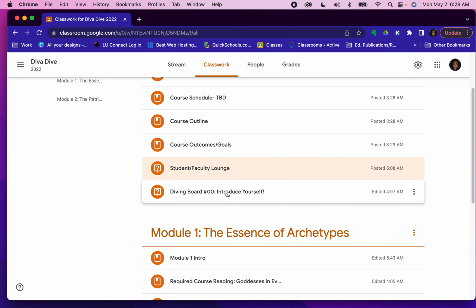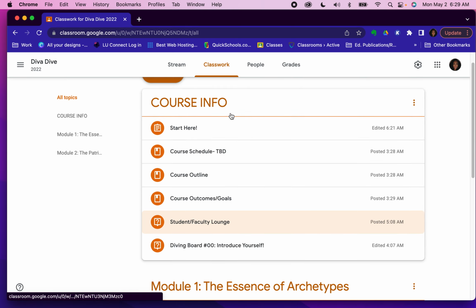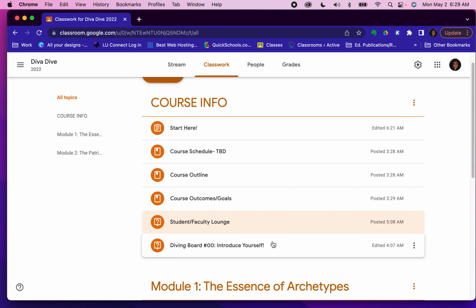And then a fun little naming that I'm having with the Diva Dive. I'm calling my discussion posts or discussion boards the diving boards. The first one is just an introduction, but I numbered it 00 since course info isn't an official module, but it could be module 00 for what I'm having them do.